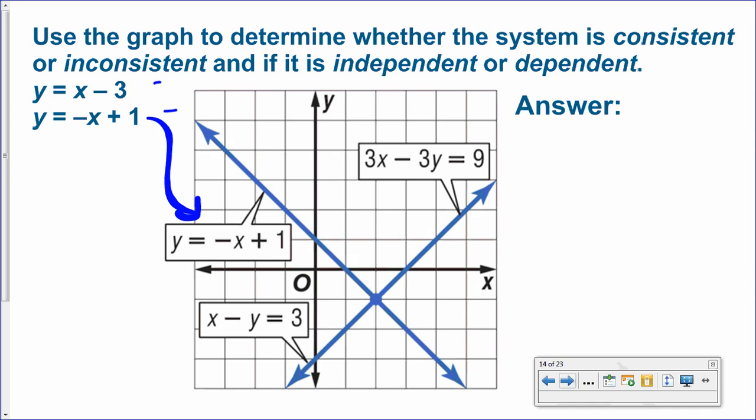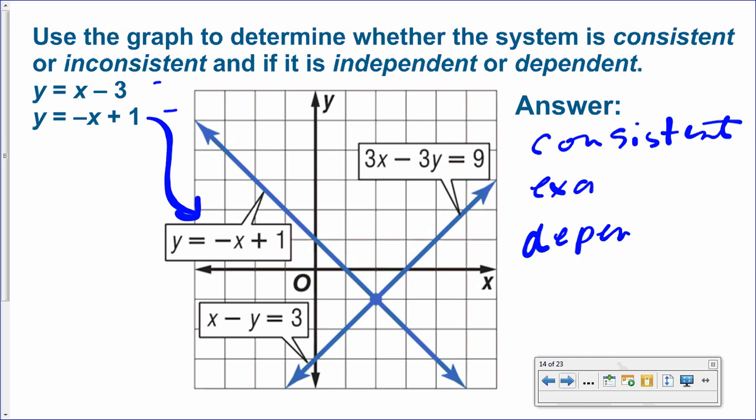Consistent or inconsistent? Consistent, okay? And they also have what? They also have what? How many solutions? Exactly one solution. So that makes them what? Dependent? Look at your chart. Independent, I'm sorry. Independent. Okay? So they're consistent and independent.